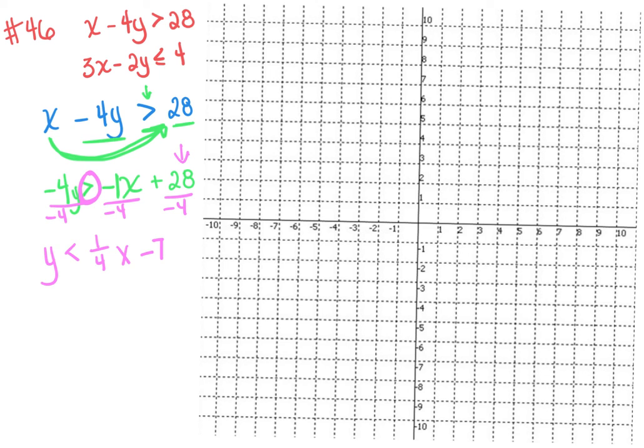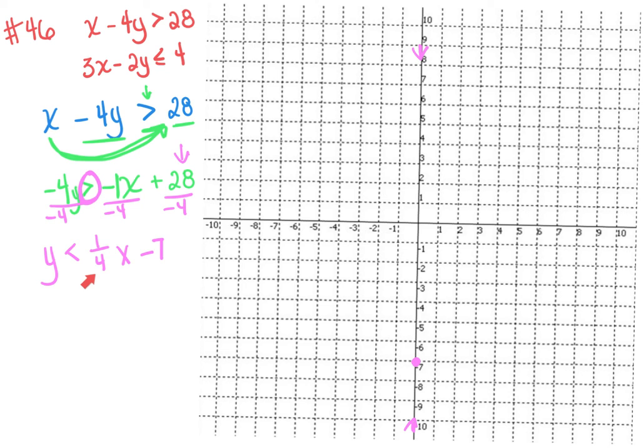-7 is where we start, and we always start on my y-axis. That's this guy right here. So I'm going to go to -7 on my y-axis and put a dot. All right, -7. And then my slope tells me how to move.